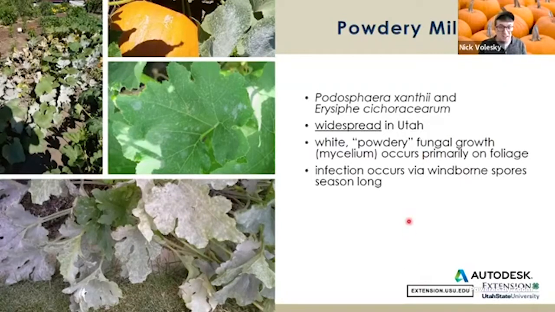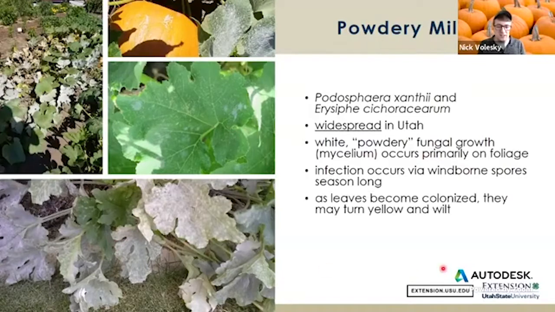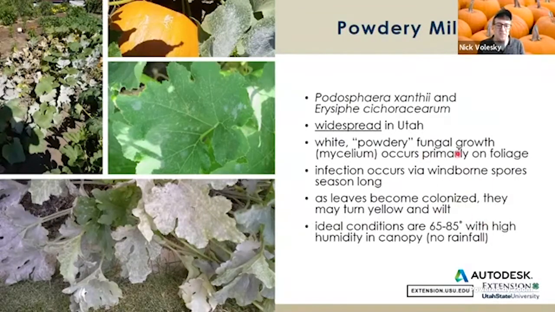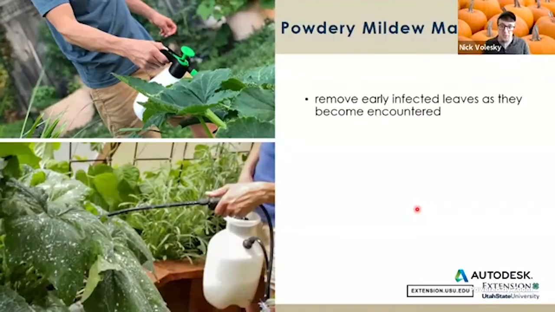And then infections occur through wind-borne spores season-long. And if the infections get bad enough, they can eventually just kill off the plant foliage, which can lead to other problems. This usually occurs in conditions about 65 to 85 degrees with high humidity within the plant canopy, but not necessarily direct rainfall. So to manage this, early detection is key.